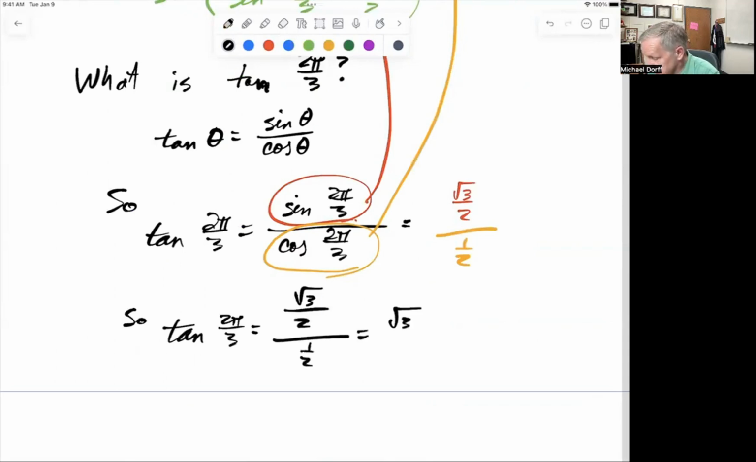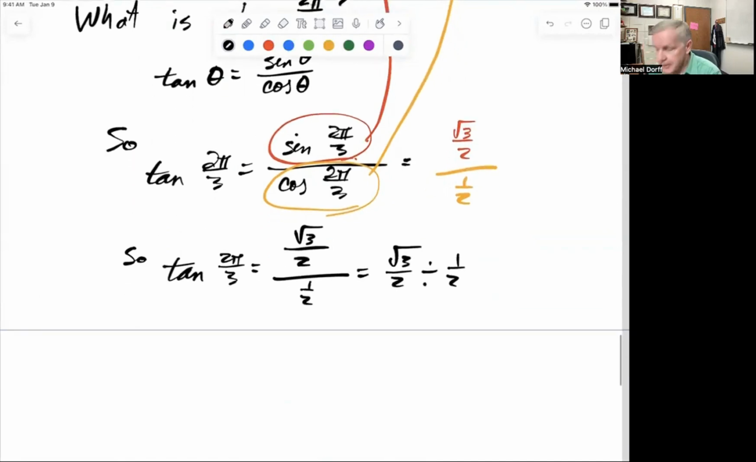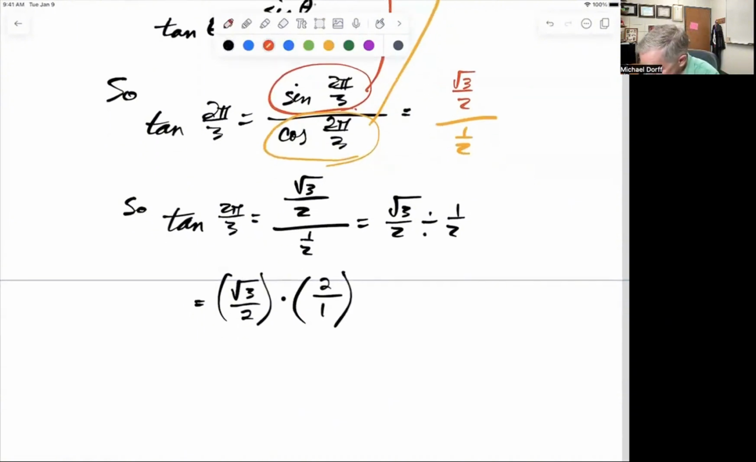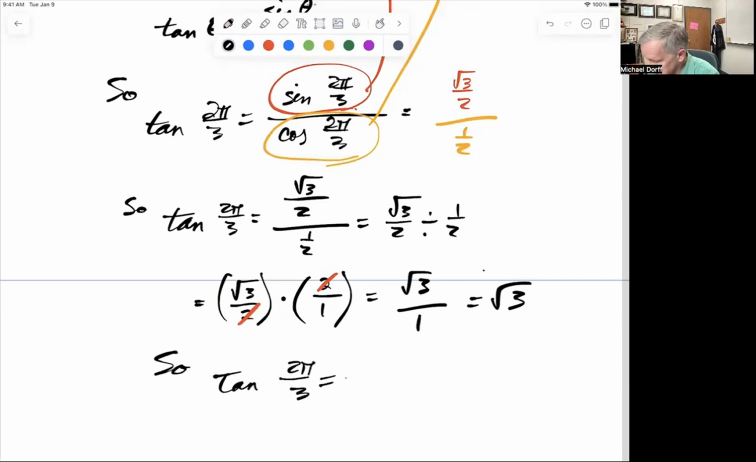And so that's the same thing as square root of 3 over 2 divided by 1/2. And how do I divide fractions? I multiply by the reciprocal of the second one. So I flip 1/2, and that gives me 2 over 1. Now I can cancel out the 2's. I could multiply the tops together and the bottoms together, but I'm going to do something quicker. I'm going to cancel out a 2 on the top with a 2 on the bottom. And then when I multiply them, I get a square root of 3 on the top and a 1 on the bottom, and I just get square root of 3. So the tangent of 2 pi over 3 equals square root of 3.